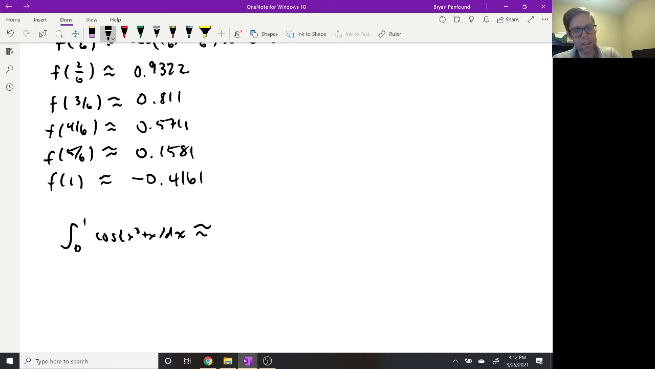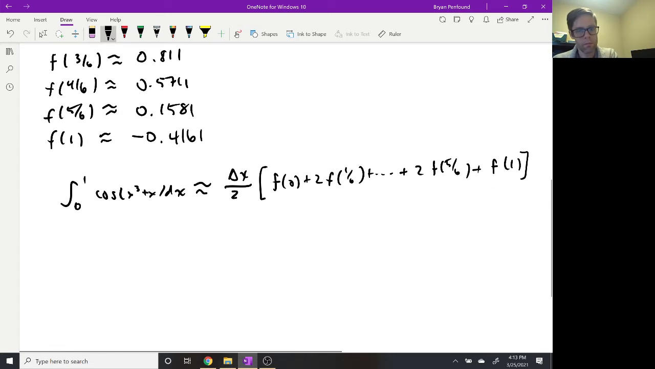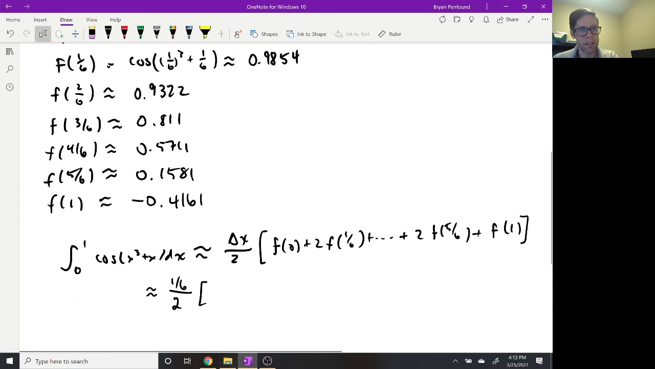We can approximate this using the trapezoid rule, which is delta x divided by 2. And then inside here we're going to have f at 0 plus 2 times f at 1/6. And we're going to keep doing the multiplication by 2 until we get to 5/6. And then finally, we'll add to that f at 1. So we get 1/6 divided by 2, and then let's start calculating some of the numbers that are going to go inside the brackets here.